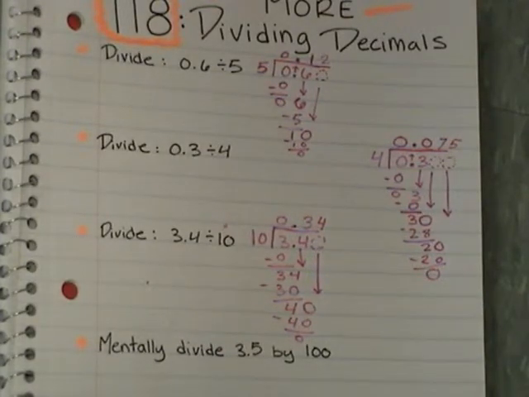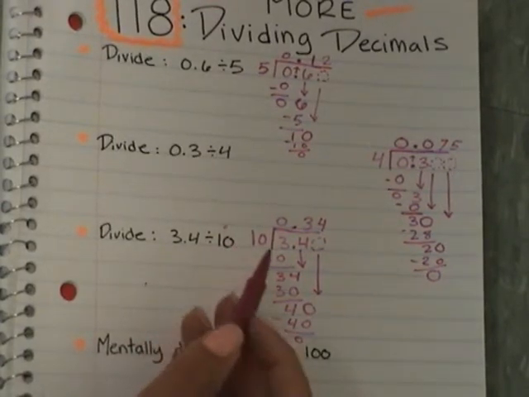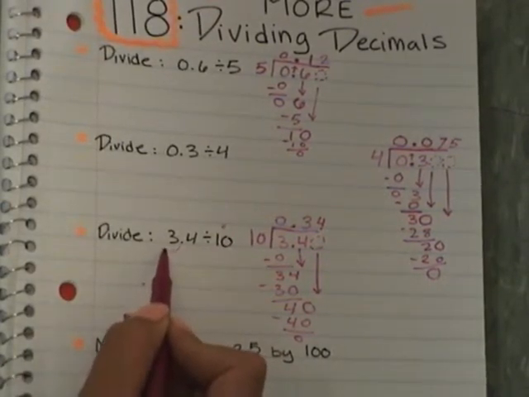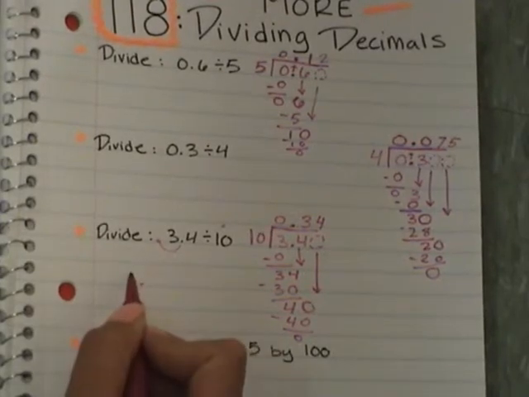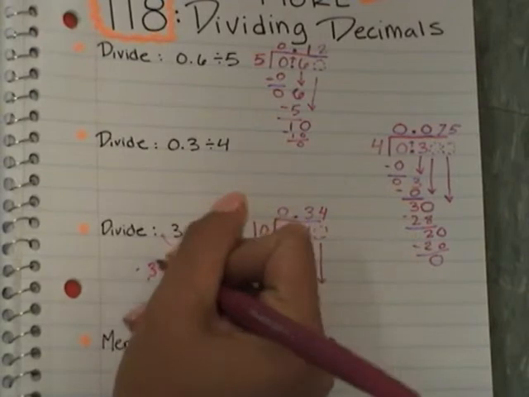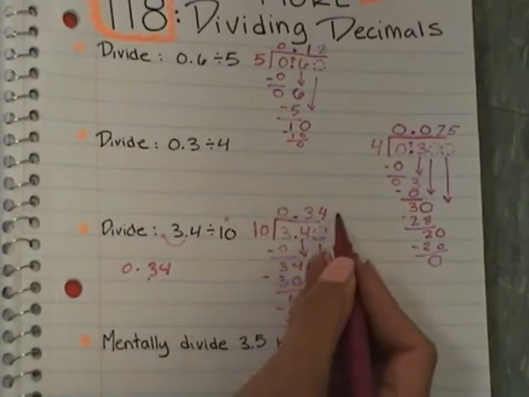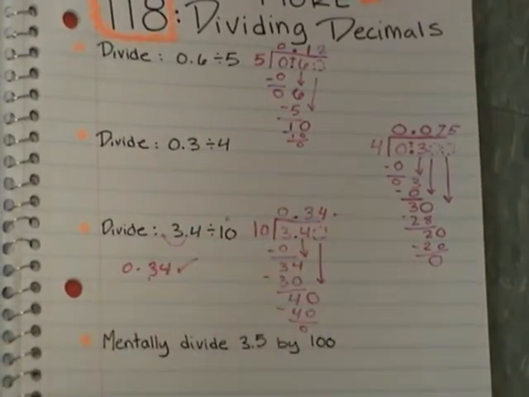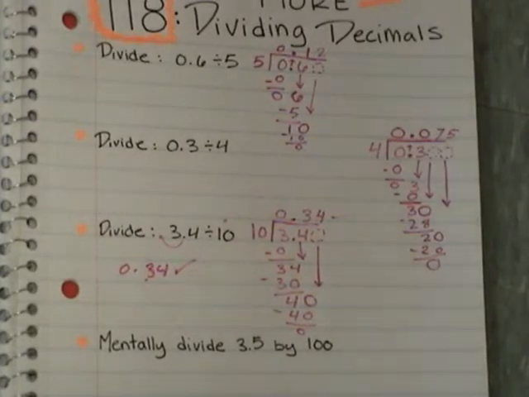Do you see in your answer something that you remember from when we did multiplication of tens? We just moved our decimal point. So if I have 1 zero here, I'm going to move my decimal point once. And my answer becomes 34 hundredths, which is the same answer I got when I did long division. I get the exact same answer.